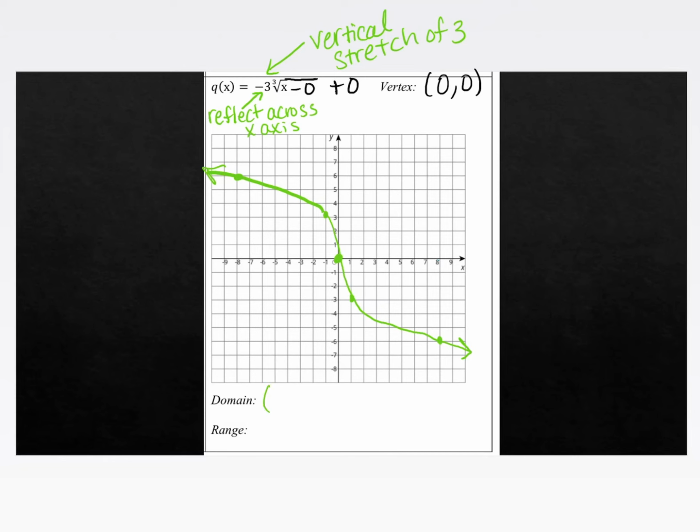Here the domain goes from negative infinity to positive infinity, and the range also goes from negative infinity to positive infinity. So again, here we can see that vertical stretch of 3, as well as the reflection across the x-axis, and how that changes our graph from the original parent function of the cube root of x.